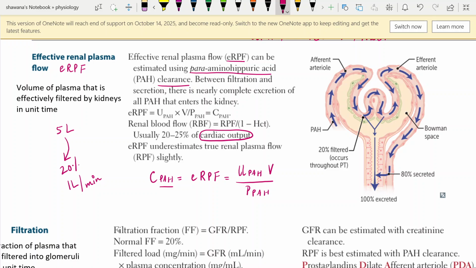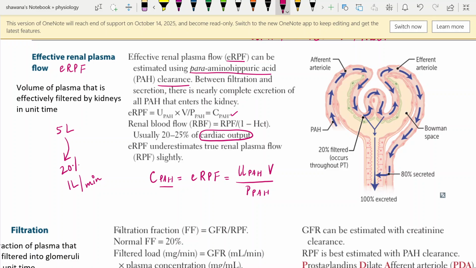And what is the formula for the renal blood flow? It is renal plasma flow divided by 1 minus hematocrit. And these are some formulas that are used in the foundations of renal physiology, but these are worth mentioning.